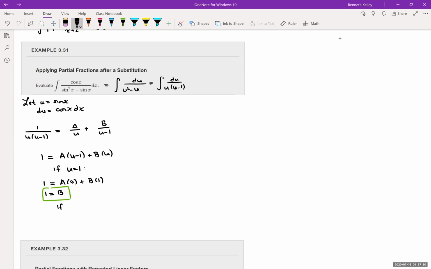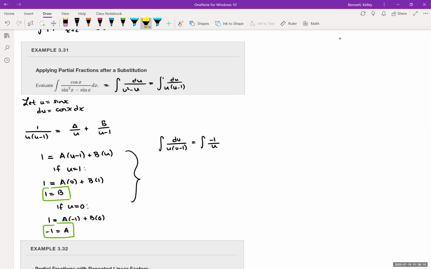And then if u equals 0, then it's still 1 on the left, but now I get A times negative 1 plus B times 0, so negative 1 equals A. And so now I've got my partial fraction decomposition. So from here I can say that the integral of du over this guy equals the integral. So A was negative 1 over u.